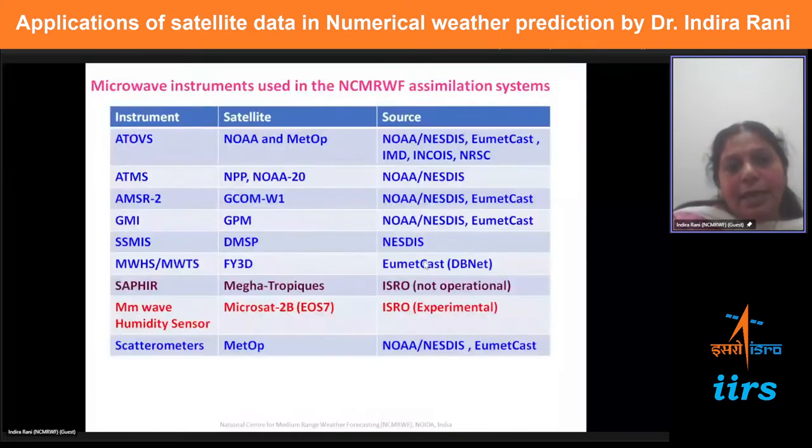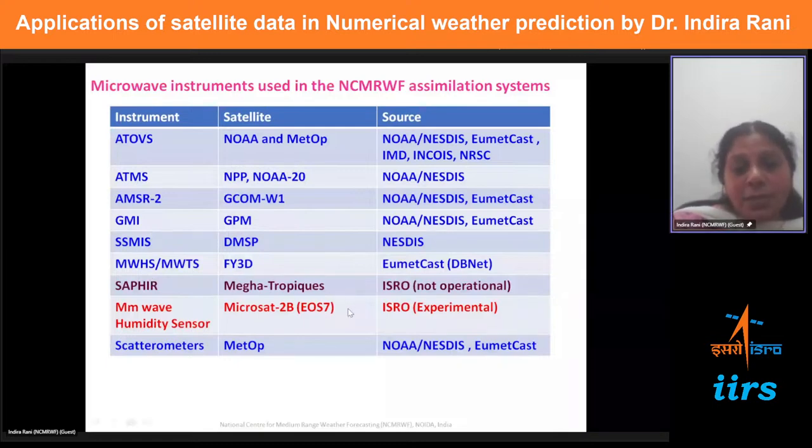So ATOVS, ATMS, AMSR2, GMI, SSMIS. And when we talk about Indian satellite data, we were having good quality data from Megha-Tropiques. But right now it is not operational, that life period is over. Almost all the leading global operational centers have used SAPHIR data. SAPHIR is the microwave sounder on board Megha-Tropiques. They used SAPHIR data operationally in their global assimilation systems, and they have reported a positive impact of this data in the assimilation system, analysis and forecast.